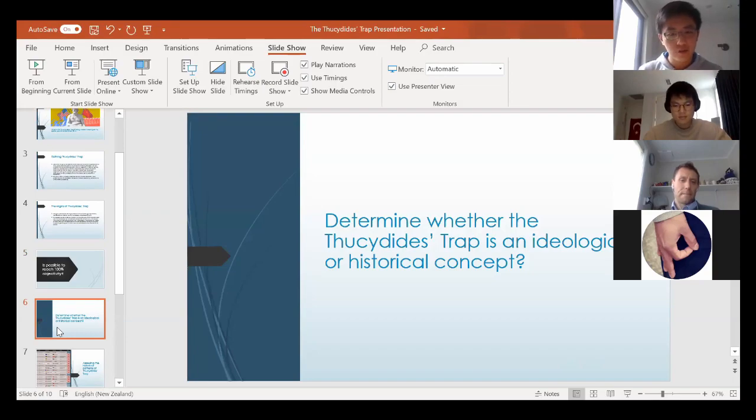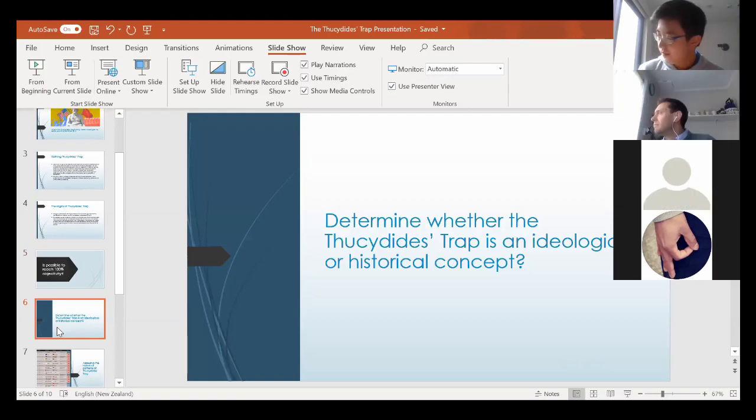Do you guys think that Thucydides Trap is a purely ideological term or a historical concept? What do you guys think? I think there could be an argument for both, but in the context of it being made, it's more of an ideological thing.